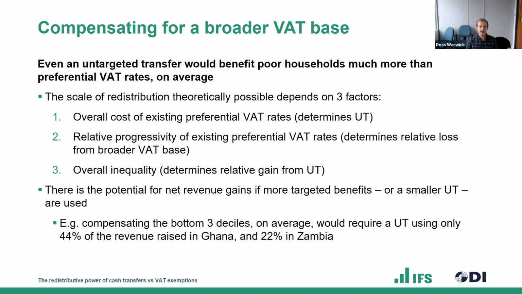So while we've modeled here a very simple revenue neutral policy, I think it's also worth noting that there is potential for net revenue gains if more targeted benefits could be used, or if a smaller universal transfer was used. So for instance, fully compensating the bottom three deciles on average would require only using 44% of the revenue gain for a universal transfer in Ghana and 22% in Zambia.